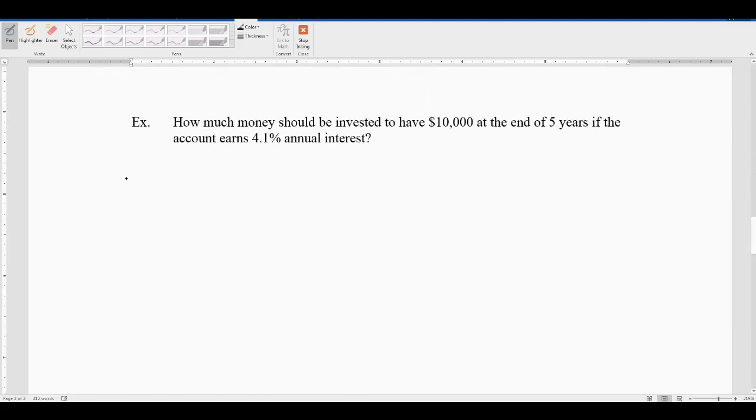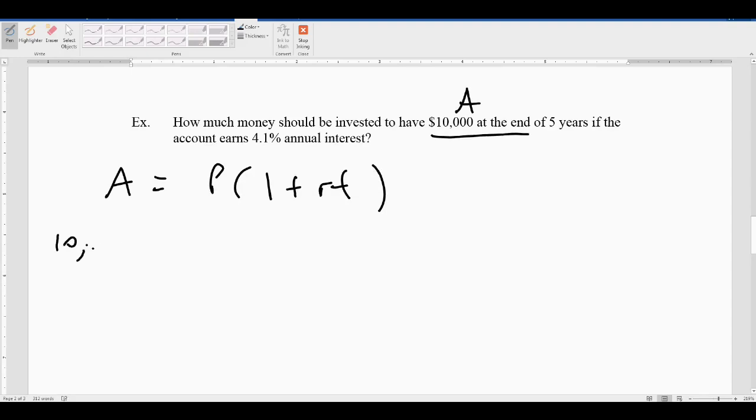Let's do this example. Same formula. Simple interest, because it tells us we have $10,000 at the end. In that case, at the end, that's how much we have total. That's going to be our A. How much should be invested? We don't know. That's going to be our P.